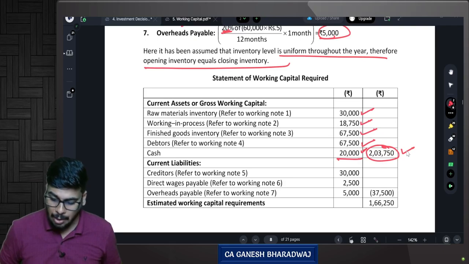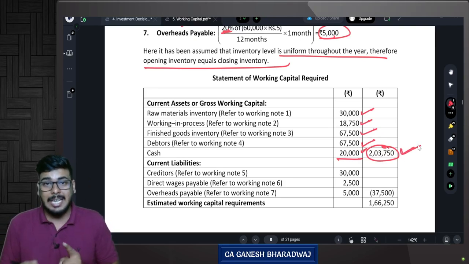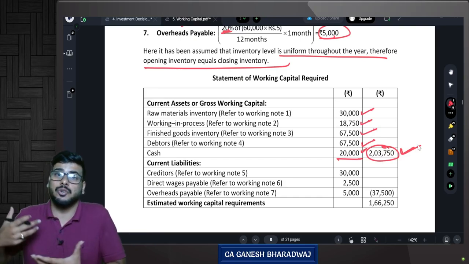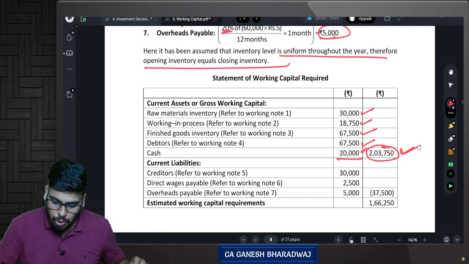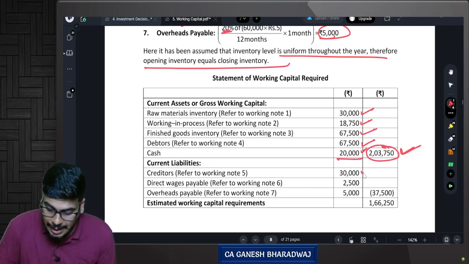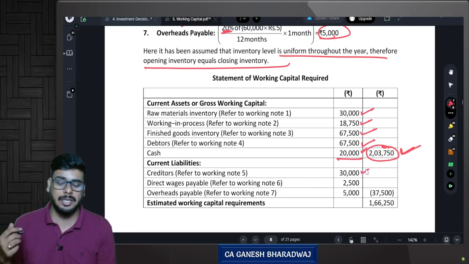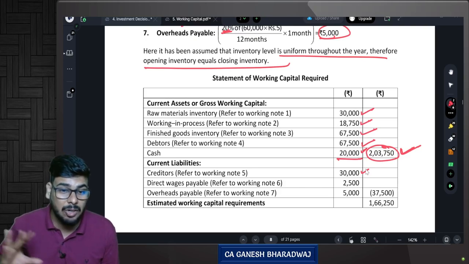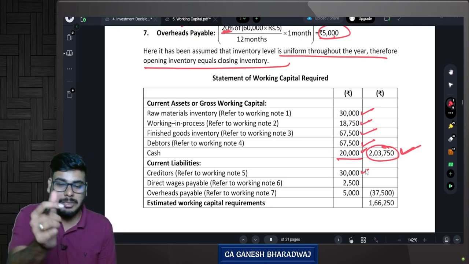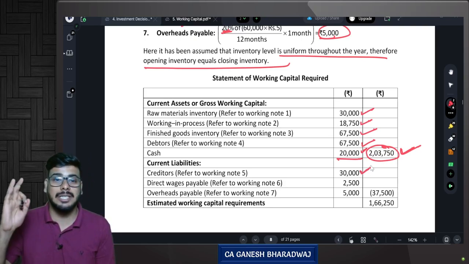Now what happens? This can be funded by borrowing, or this can also be funded through your current liabilities. So to the extent of current liabilities, how much is getting funded? Creditors are indirectly funding for a period of 30,000 rupees. They are not bearing the cost, since they are saying, I am accepting the payment after 2 months because of the time gap. You have 30,000 rupees of finance.